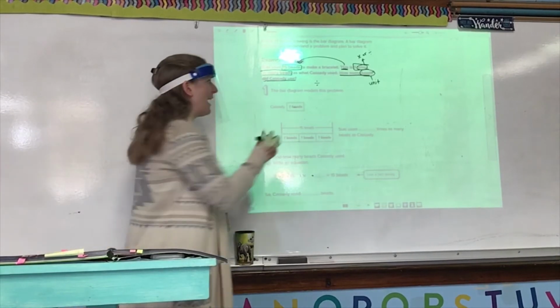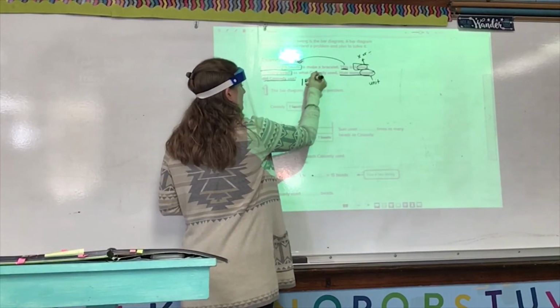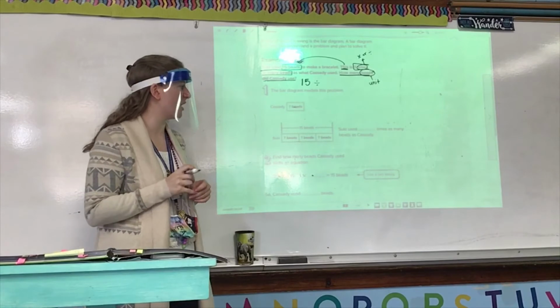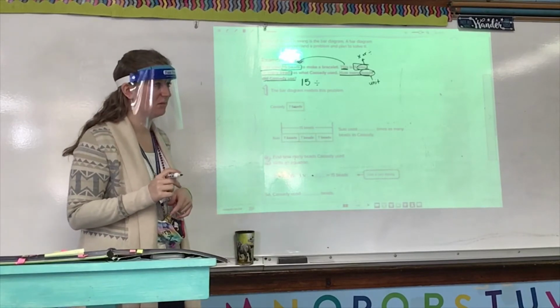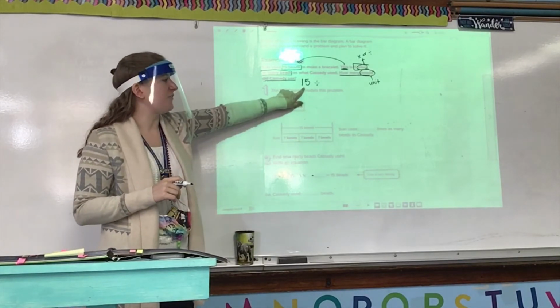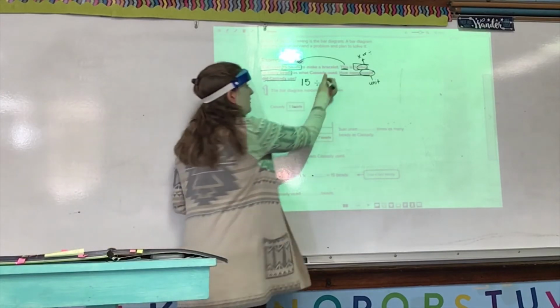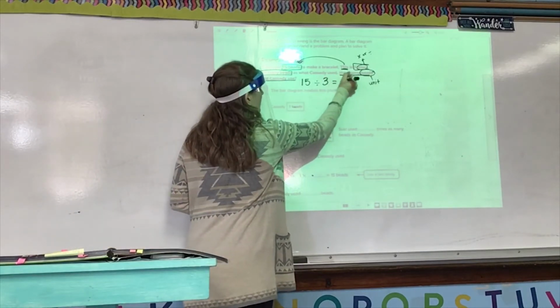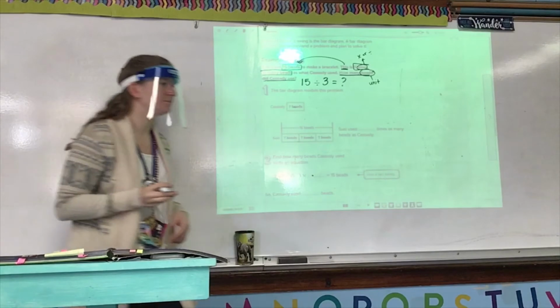Zadie? 15. Why? Because the bigger number comes first in division. Good, because the bigger number comes first in division. So we're taking the 15 beads and we're dividing it by 3 to get whatever our answer is.